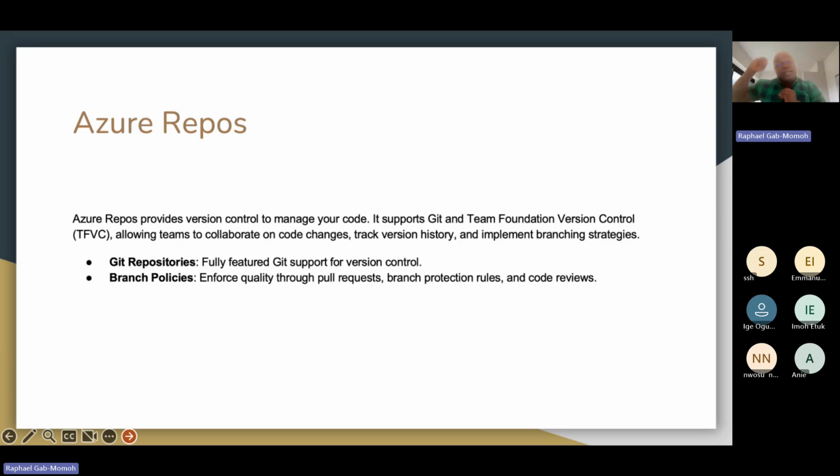So the same things you can do with Git and GitHub, you can also do with Azure Repo. So if you don't want to save your code in GitHub, you can save it in Azure Repo as well. Okay, so Azure Repo provides version control to manage your code. It supports Git, it supports TFVC. It allows people to collaborate on changes. Everything you can do on GitHub with your code, you can do with Azure Repo.